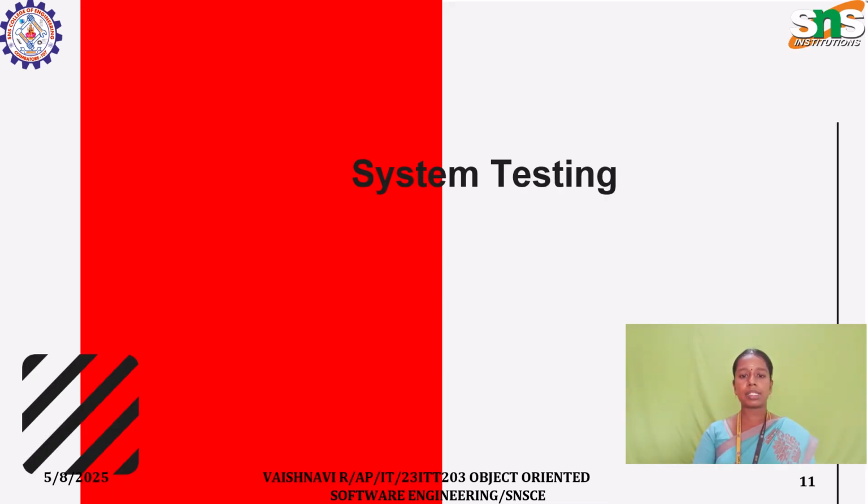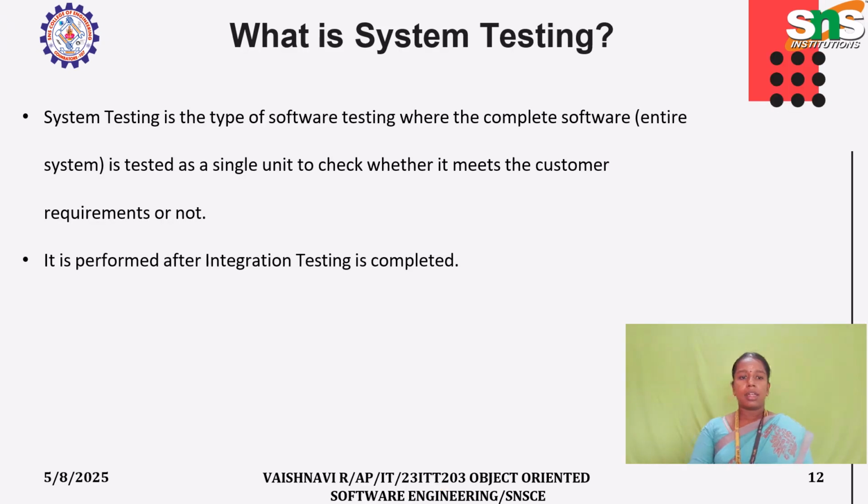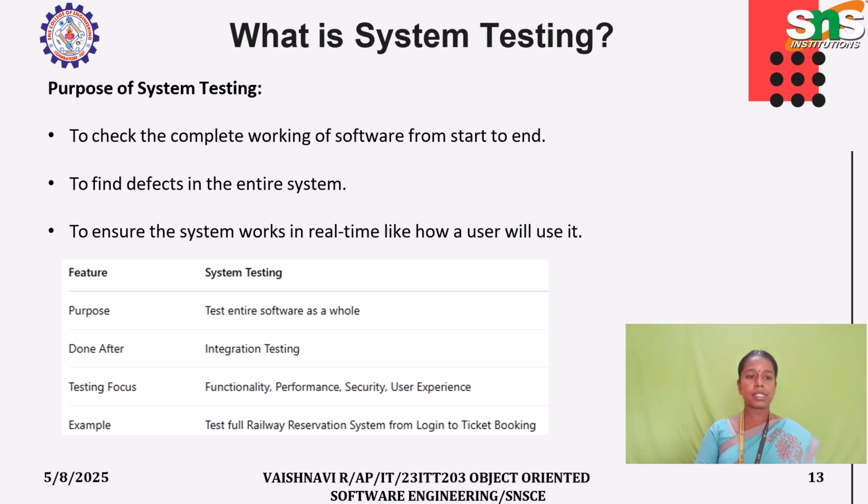Next topic will be the system testing. What is system testing? It is a type of software testing where the complete software is tested as a single unit to check whether it meets the customer requirements or not. It is performed after the integration testing. The purposes of system testing are to check the complete working of the software from start to end, to find the defects in the entire system, and to ensure the system works in real time, like how the user will use it.